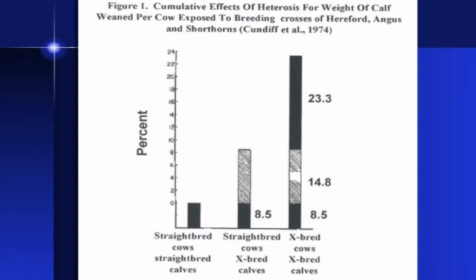And then if you look at the crossbred cows and crossbred calves, there was a 23% advantage there, which is about half. Around 47% was the Bos taurus, Bos indicus hybrid vigor level. This is half when you go with Bos taurus, Bos taurus.